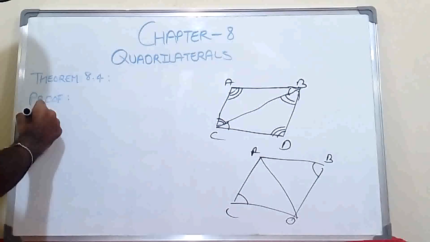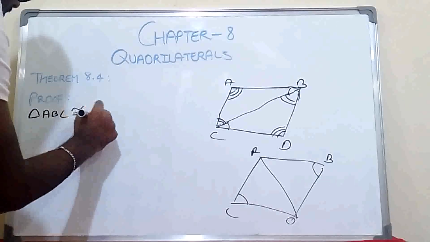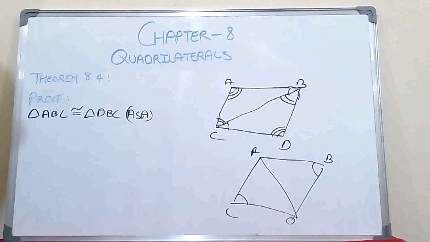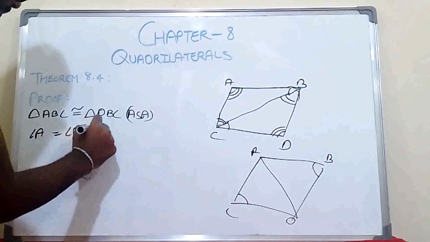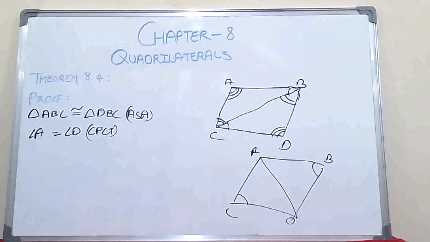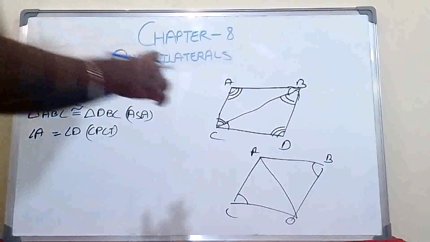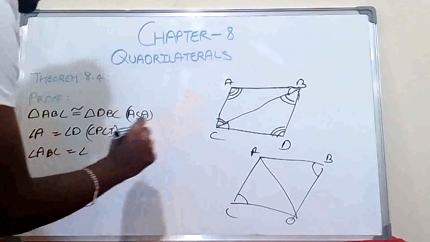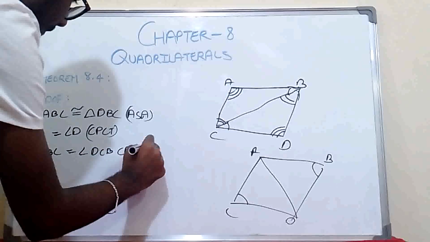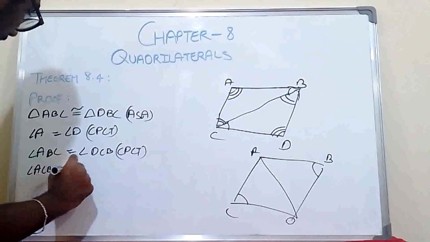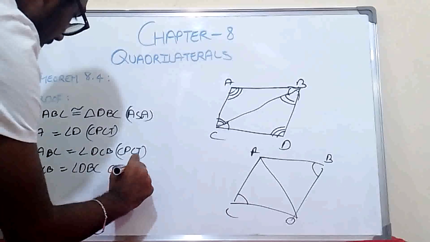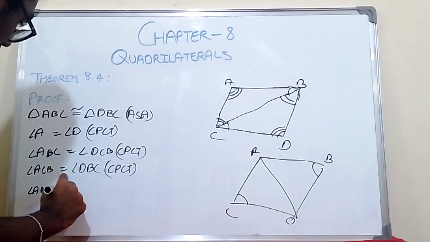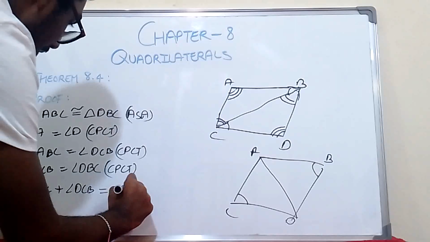So I will just write that triangle ABC is congruent to triangle DBC using ASA that we have used, and then we will be showing that angle A is equal to angle D using CPCT. So we got that one pair of opposite sides are equal. Now let's prove this. Here we know that angle ABC is equal to angle DCB because of CPCT, and then similarly we have angle ACB equal to angle DBC due to CPCT. Now what we can do is that we can add. When we add both the sides, we'll find that angle ABC plus angle DCB is equal to angle ACB. Sorry.